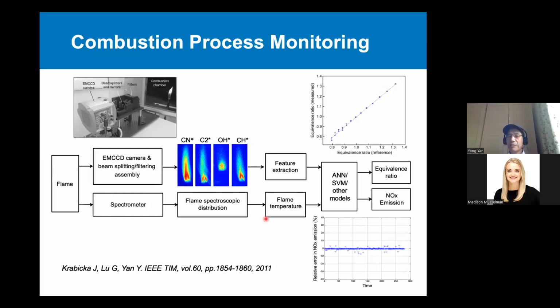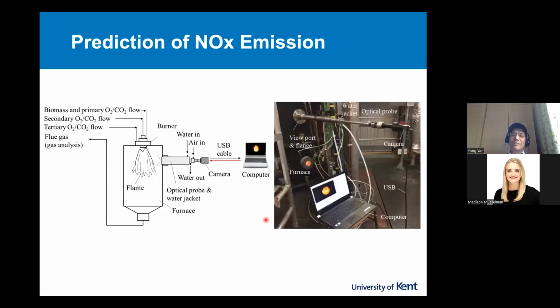So that's 10 years ago. Since then, we have worked on and on this, trying to improve sensors and improve data-driven models. In the past 2 or 3 years, we did a lot of tests.